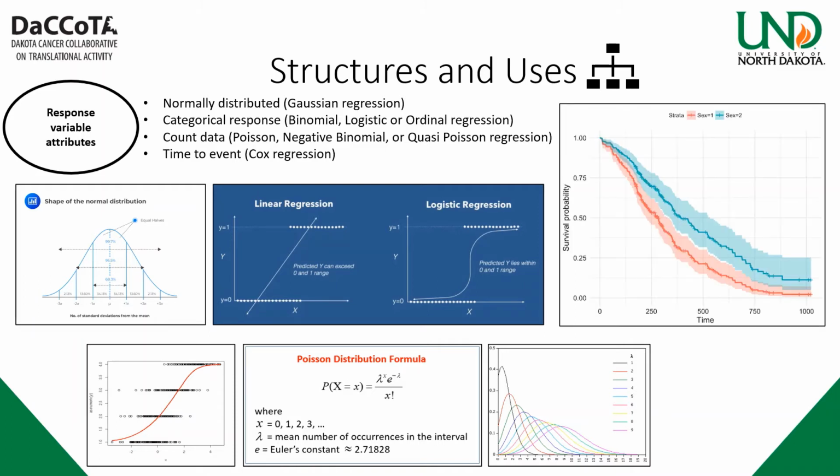And you can also have time to event. Survival analysis is a great example. You have time and your probability of survival. You can use something like Cox regression for that.